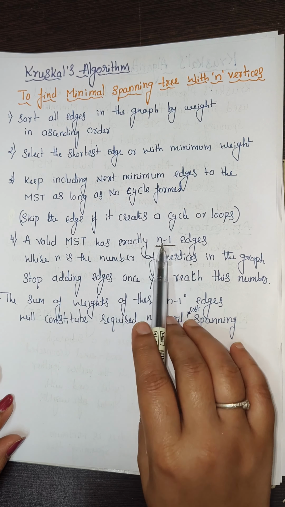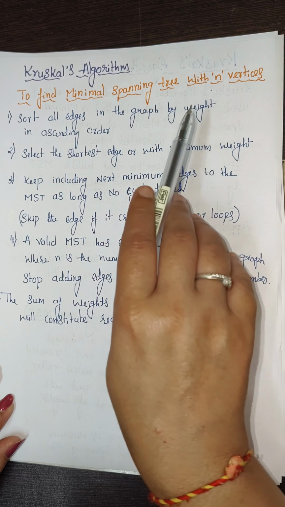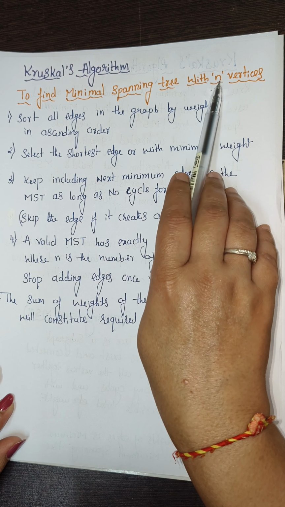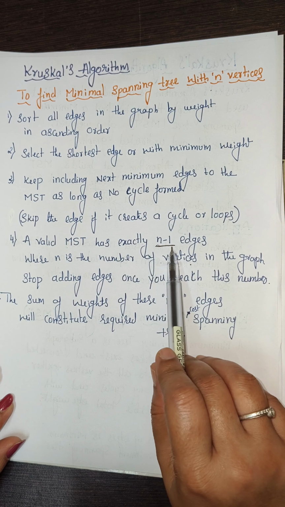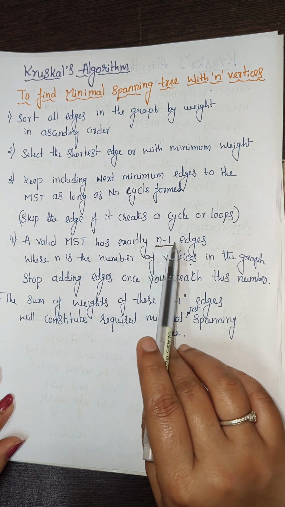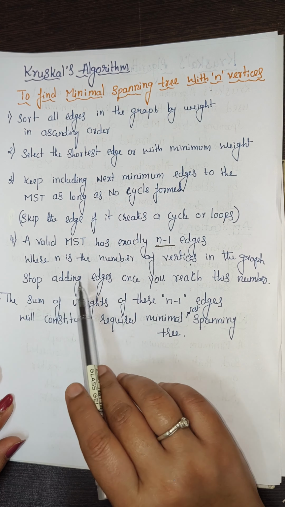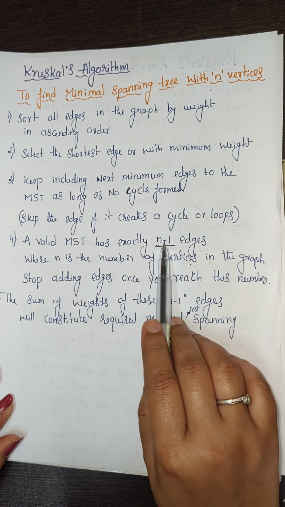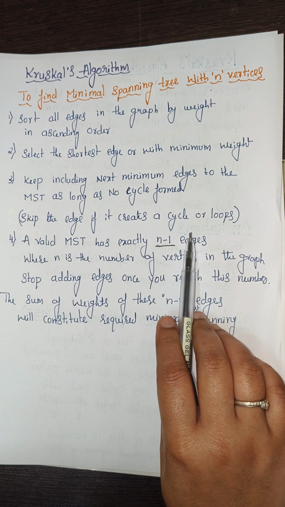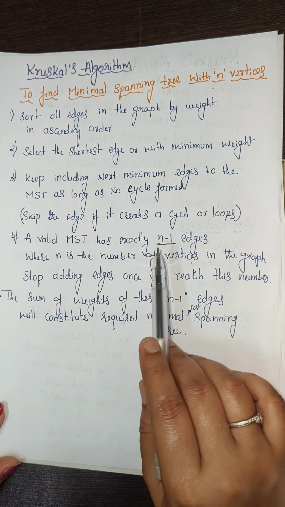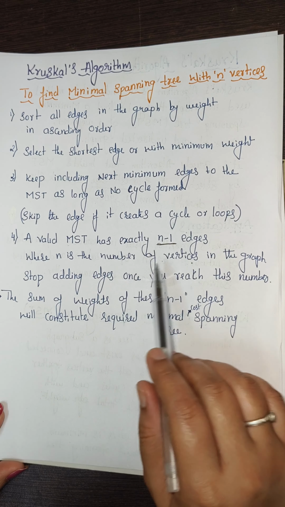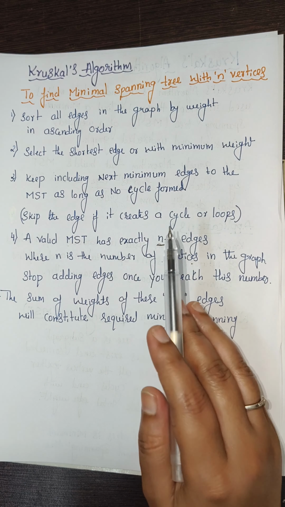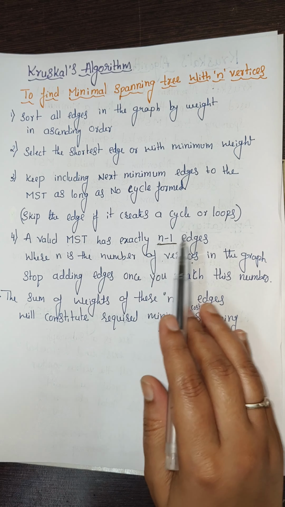So a valid MST has exactly how many edges here? N minus 1 edges. Suppose it has exactly 10 vertices, it should be 9 edges. If it has 12 vertices, it should be 11 edges. After that, we stop adding edges once you reach this number. After you reach it, adding more is not possible anyway because it forms a cycle. It will stop automatically when it reaches n minus 1 edges.